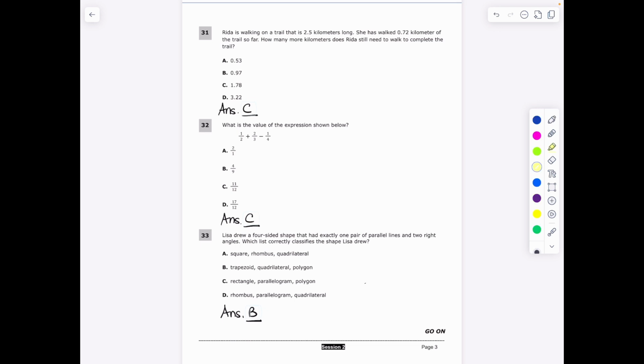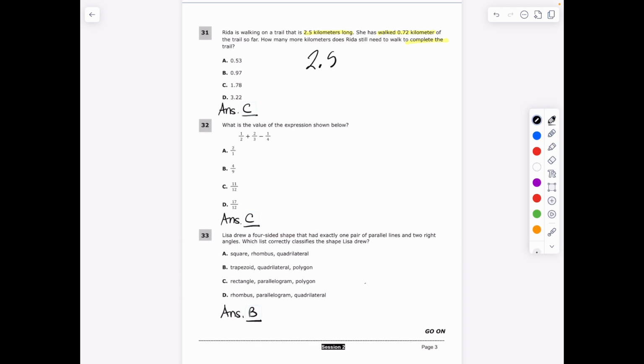For the first one, Rita is walking on a trail that is 2.5 kilometers long. She has walked 72 hundredths kilometers so far. How many more does she still need to walk to complete the trail? Okay, so I'm just subtracting.